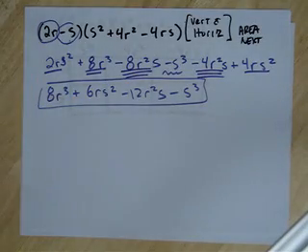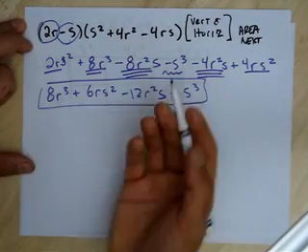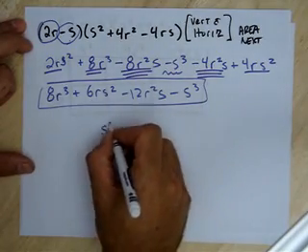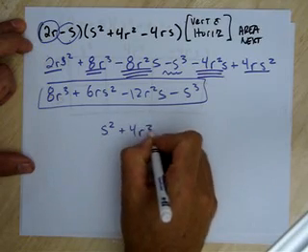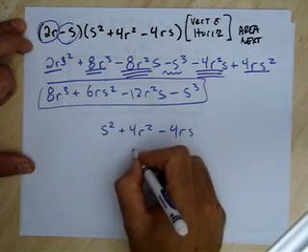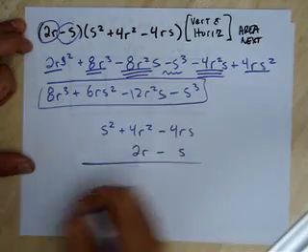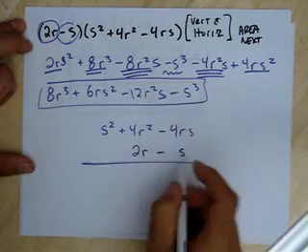Now, can I do this vertically? Yes, I could do it vertically. Okay? That was the horizontal method. Here comes the vertical method. You just line it up like this. S squared, 4r squared, 4rs. Put this guy in the bottom. 2r minus s. And I could have lined this up a little bit better, but whatever.